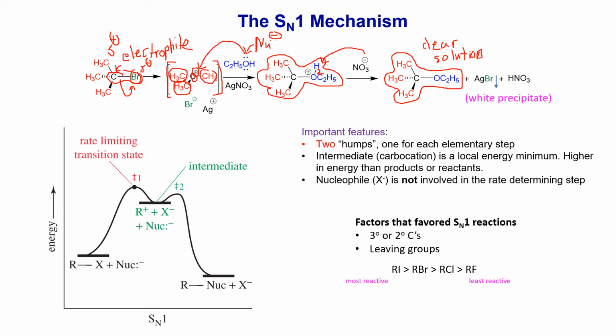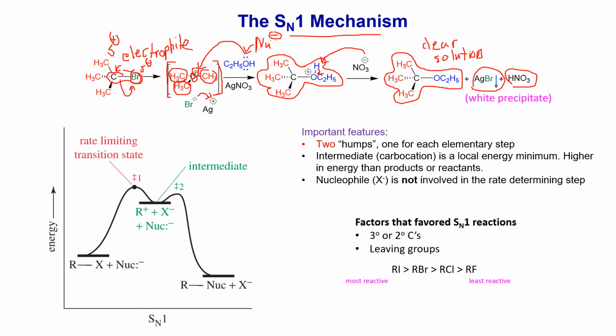And you also get silver bromide, which is a white precipitate. The white precipitate comes from the reaction between the leaving group bromine, right? Bromine reacts with the silver to form silver bromide, okay? And you also have some nitric acid here, right? So this is the mechanism of the Sn1 reaction, okay?